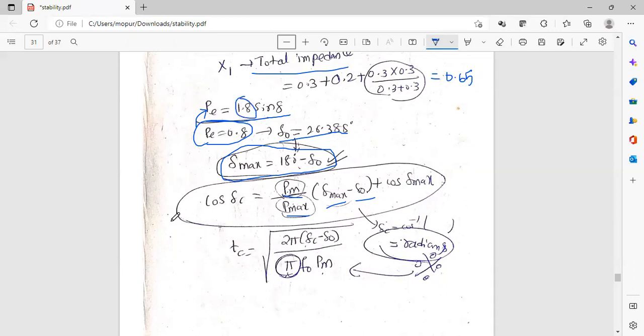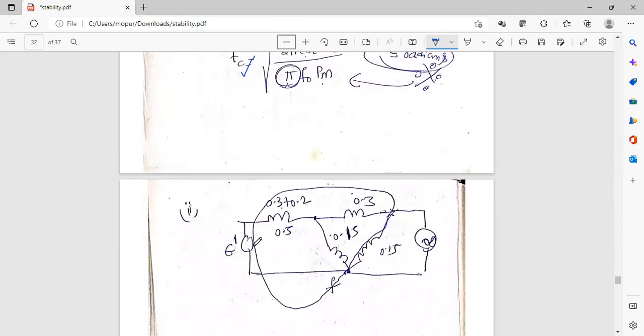So you will get the cos del C. One important thing is you should get this del C in terms of radians. Why? Because here you had pi, which is radians. Substitute the del C here to get the critical clearance time. This is the first application. Coming on to the second application.